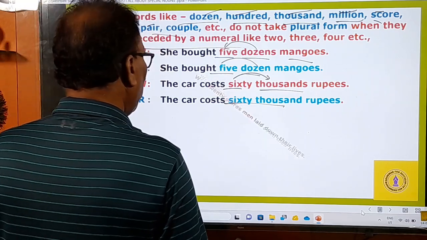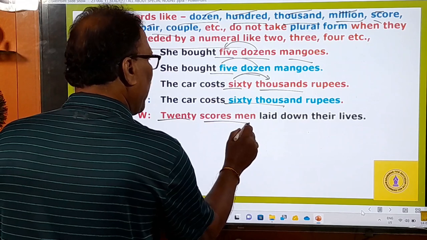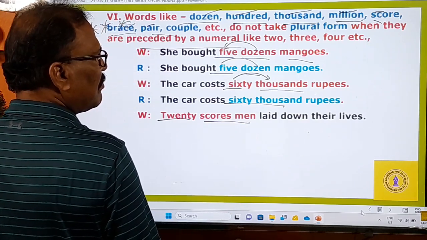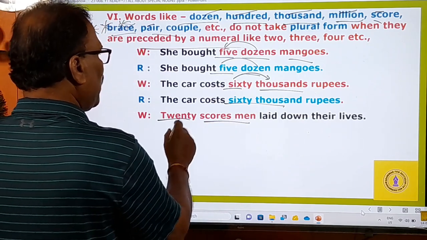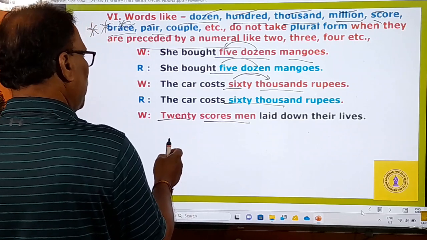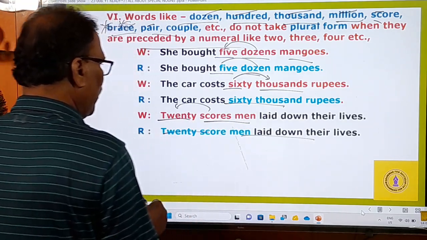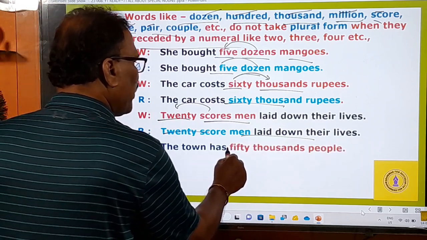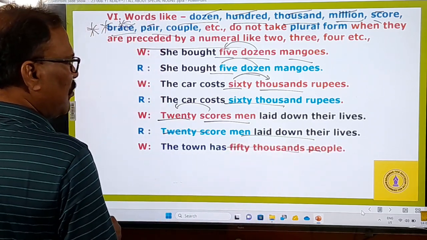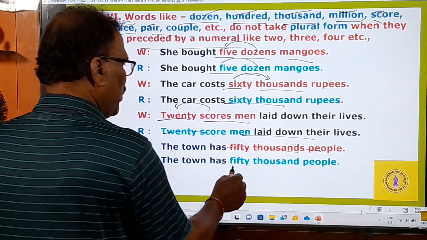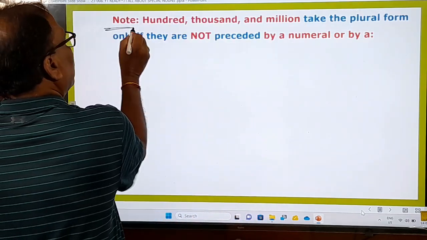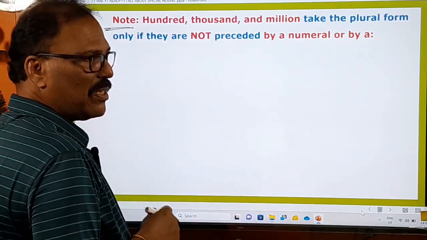Similarly, 20 score men laid down their lives. Score is there, so 20 score men laid down their lives. And the town has 50,000 people. Can you say 50,000s people? No, you say 50,000 people. After this note, I wind up this video.